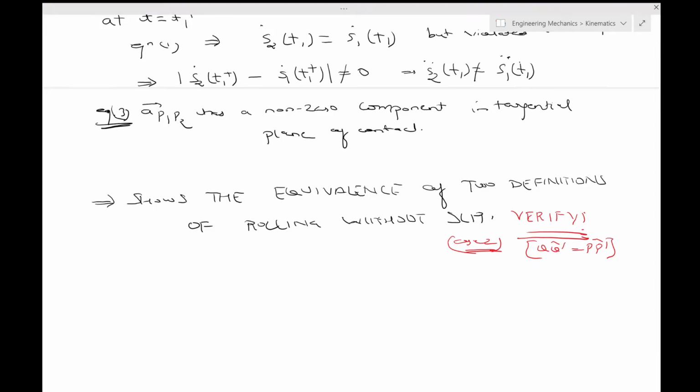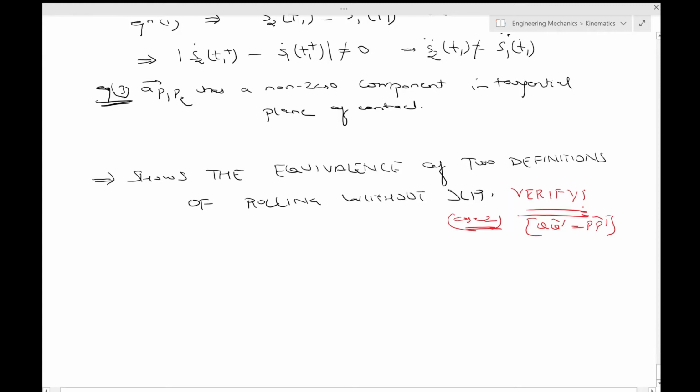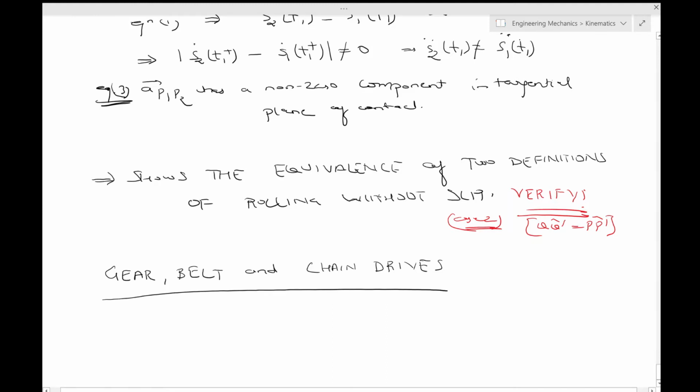We can take up perhaps the last topic of this discussion on kinematics, which is gear, belt and chain drives. It is more related to the application of the theory which we have just done, so I will just briefly go through it, about this no slip condition.